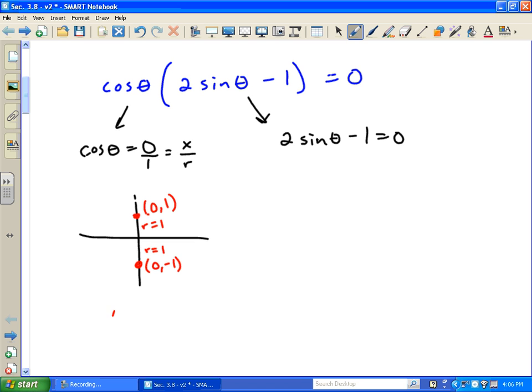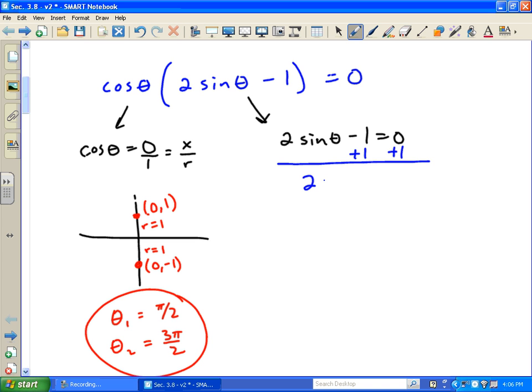So in this case, we're going to get that theta 1 is equal to pi over 2, and then theta 2 is equal to 3 pi over 2. There are two of our solutions. For the other equation, we need to do a little bit of work on it first. I need to add over 1. So I'll have 2 sine of theta equals 1. Divide out the 2. Then I have sine of theta equals 1/2.